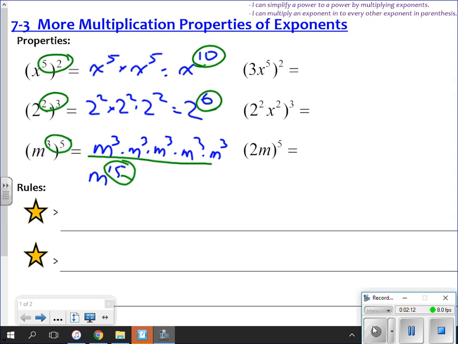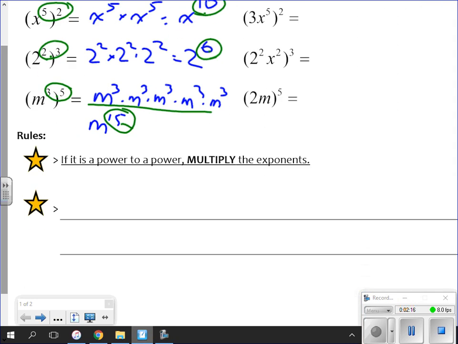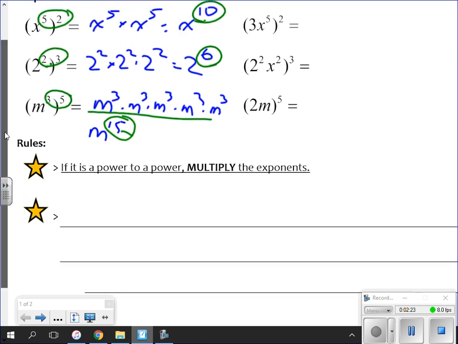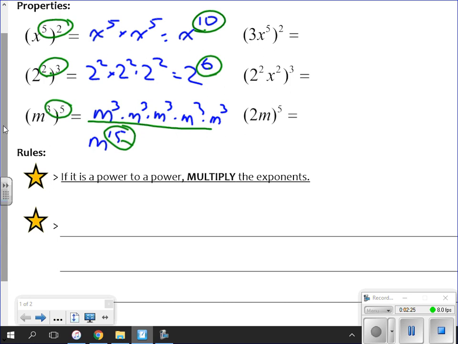When you raise a power to a power, you multiply the exponents. Okay? When you raise a power to a power, you're multiplying the exponents.